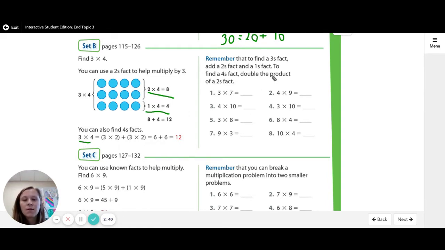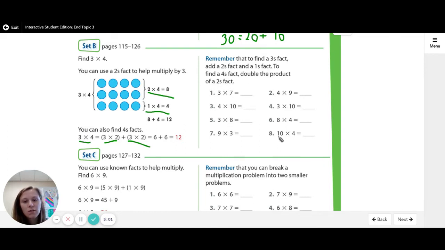So we're looking at set B still. So the way we would write this, we'd have 3 times 4 to get our large array, and then they broke that up into an array, 3 times 2 and 3 times 2. So this is just another way you can break it up into 2's facts. So remember that to find a 3's fact, add a 2's fact and a 1's fact. To find a 4's fact, double the product of a 2's fact.